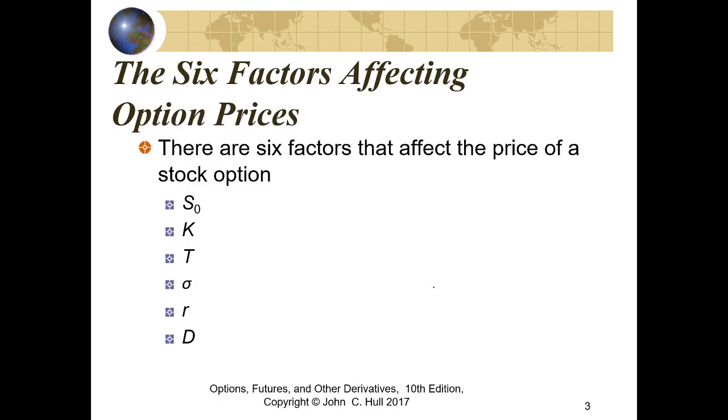Let's begin by examining the factors that affect option prices. So there are 6 factors. What are these factors? The first one is the underlying stock price or spot price. The second one is the strike price or the exercise price. The third one is the time to expiration. The fourth one is the volatility or the standard deviation of the underlying stock price. The fifth is r, the risk-free rate with continuous compounding. And the sixth is D, the present value of the dividends paid during the life of the option.